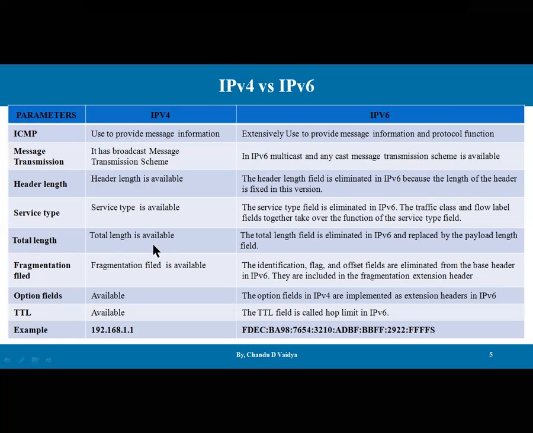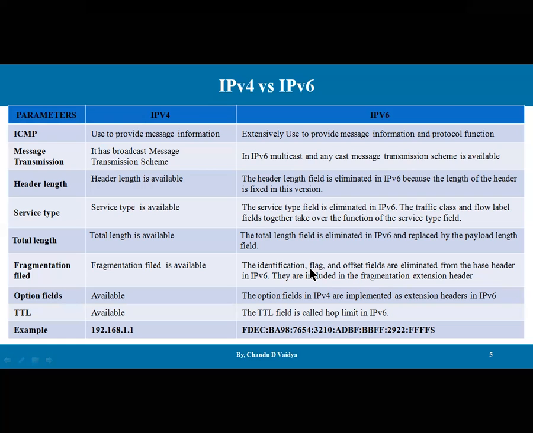The total length field is available in IP version 4, and it is eliminated in IP version 6 and replaced with the payload length field. Then the fragmentation fields are available in IP version 4, where we have three flags: more fragment, do not fragment, the fragment offset, and the identification number. But in IP version 6, the identification, flag and offset fields are eliminated from the base header and are included in the fragmentation extension header. So there is a separate extension header available for fragmentation.